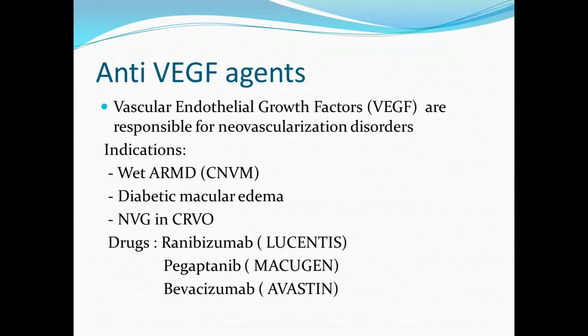Once this neovascular membrane develops, it can be controlled by using anti-VEGF agents. It can also be used in diabetic macular edema and also used in neovascular glaucoma and central retinal vein occlusion. So there are three common anti-VEGF agents which are used. They include ranibizumab, which has a trade name of Lucentis, pegaptanib, which is marketed as Macugen, and bevacizumab, which is marketed as Avastin. So these are the common anti-VEGF agents which are used.